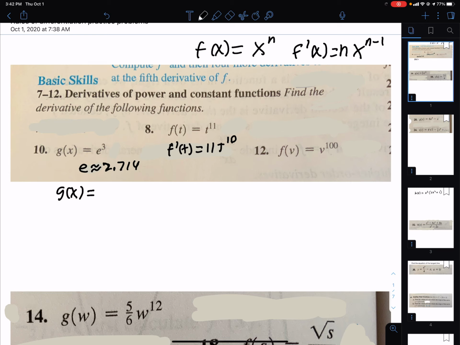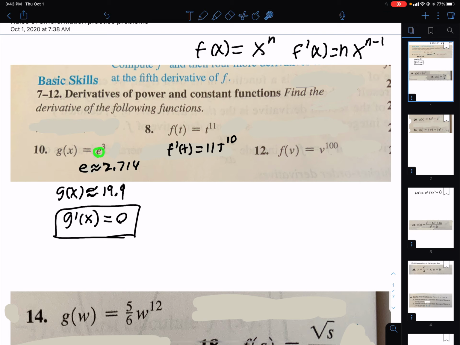So 2.714 squared, or cubed, is approximately 19.9. And you should know the derivative of a constant is always 0. It's a horizontal line. So at any point x, the derivative will always be 0. So that one's a tricky one. You have to understand the power rule, how it works. E is not your variable.